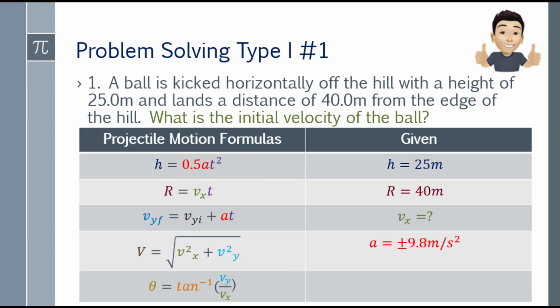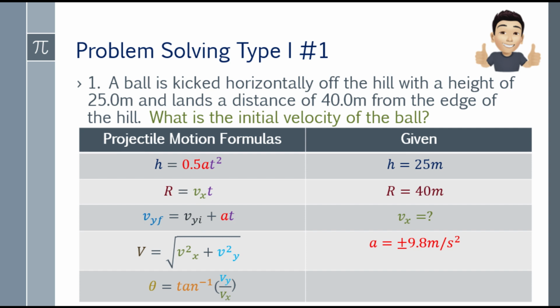So, ang tawag doon ay range. Right, so lagay ko lang yung mga projectile motion formulas na gagamitin natin at yung given. So, for the given, we have height is equal to 25 meters and the range is 40 meters and hahanapin natin yung velocity. And acceleration is equal to plus minus 9.8 meters per second square. So, malalaman natin kung ipa-plus or minus ba natin yung gagamitin natin.